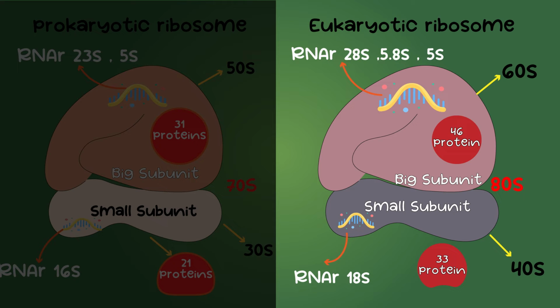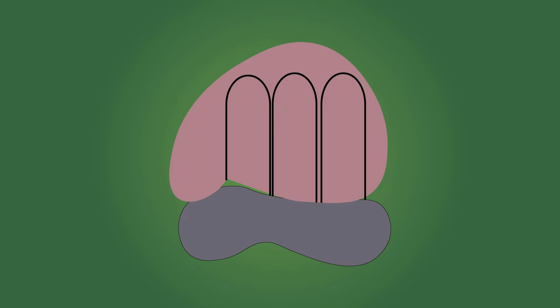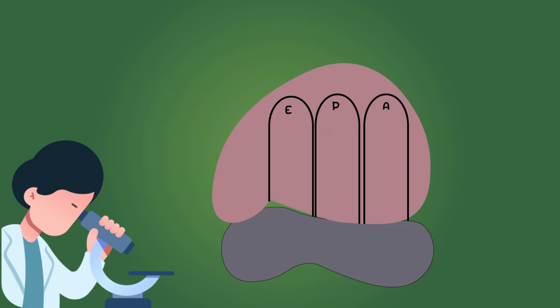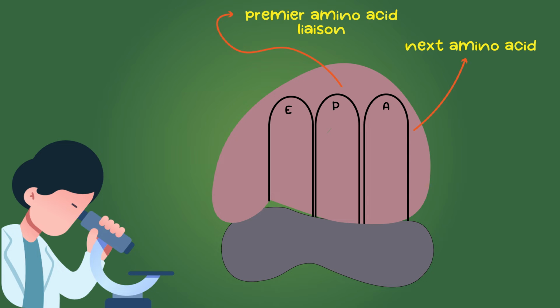In some pictures you will find that the ribosome has three sites: E, P and A. These are not real sites, they are theoretically agreed on by scientists, and that is the reason they are named like this. The A is for the next amino acid. The P site is for the premier amino acid liaison. In that site, the peptide liaison is made between the first and the second amino acid. And the E site is for ejection, which ejects the RNA transport. We will see this technique in further lessons.